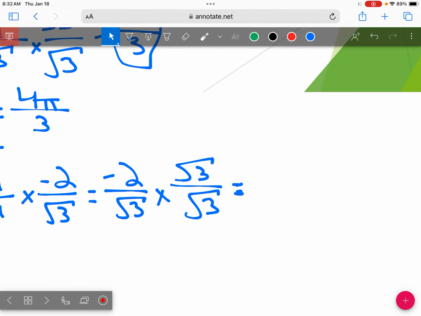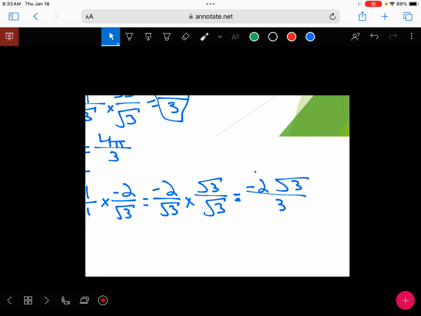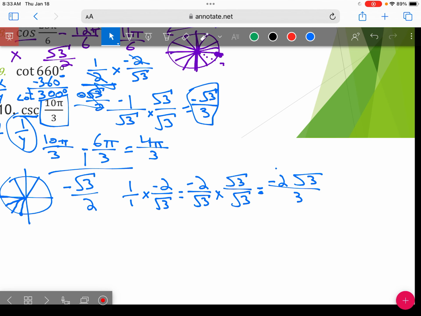And so from there, negative 2 times root 3 is going to give us negative 2 root 3. And then root 3 times root 3, we already said is what? 3, exactly. And there we go. That's our final answer for cosecant of, I think it was cosecant of 10 pi over 3. And there we go. Now I'm going to hand off the iPad to Ms. Pop.